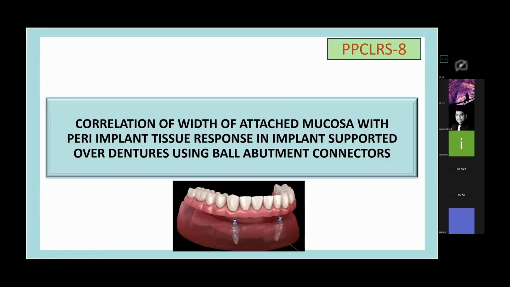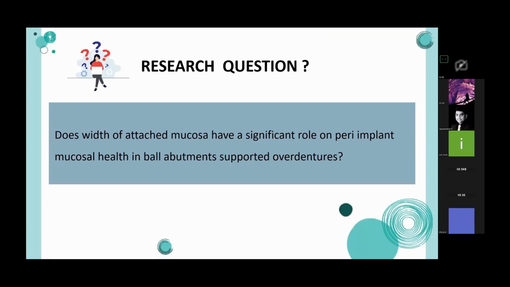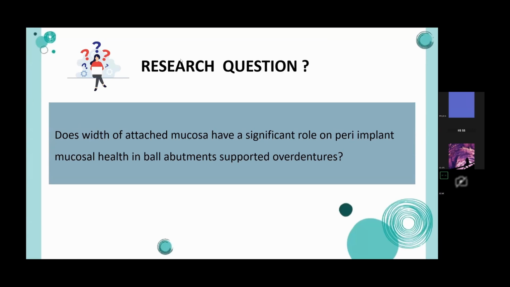Thank you. The title of my presentation is Correlation of Width of Attached Mucosa in Peri-implant Tissue Response in Implant Supported Overdenture using Ball Abutment Connectors. The whole study was initiated with a research question: does the width of attached mucosa have a significant role in peri-implant mucosal health in ball abutment supported overdentures?